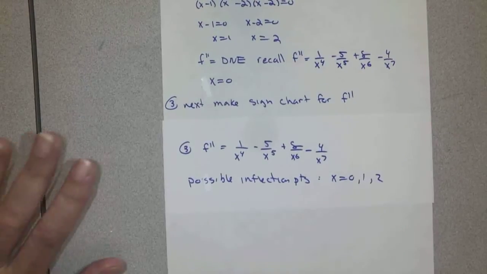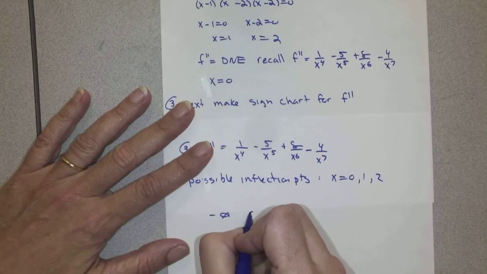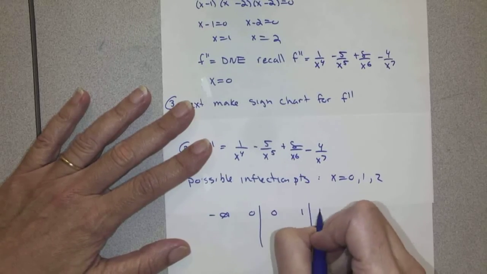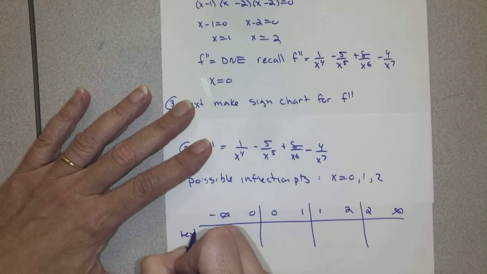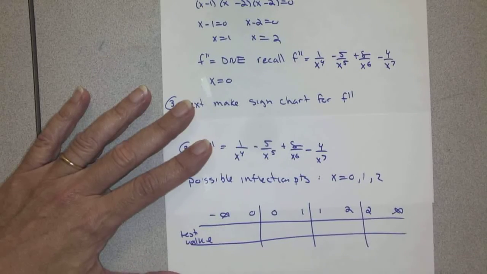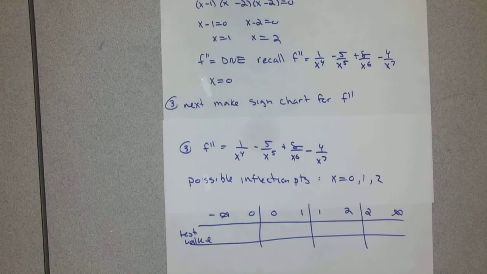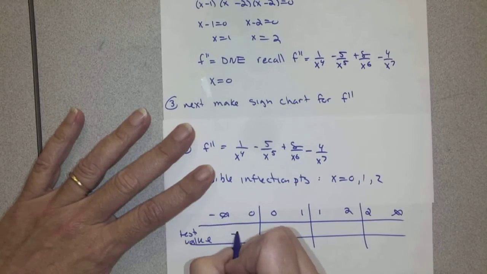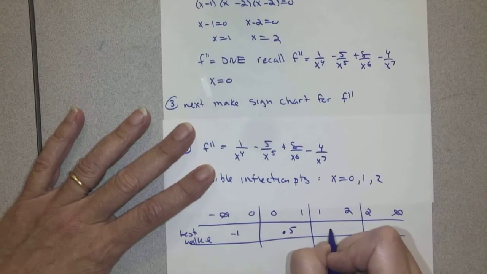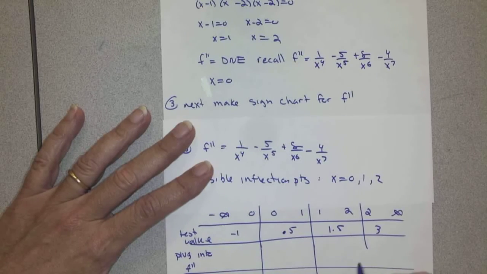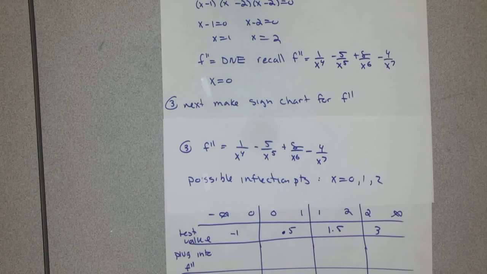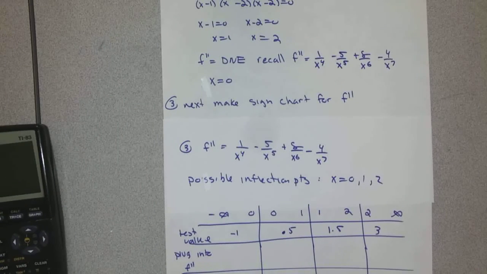So I make the same sort of chart that I did before. Negative infinity to 0, 0 to 1, 1 to 2, 2 to infinity. Test value. And like I said, some people like to do this on a number line, but it's all the same. And pick test values, negative 1, 0.5, 1.5, and 3, and plug into the second derivative. Now, I don't care how you come up with these signs, whether you use your calculator, whatever you do. I'm going to put it in my calculator.